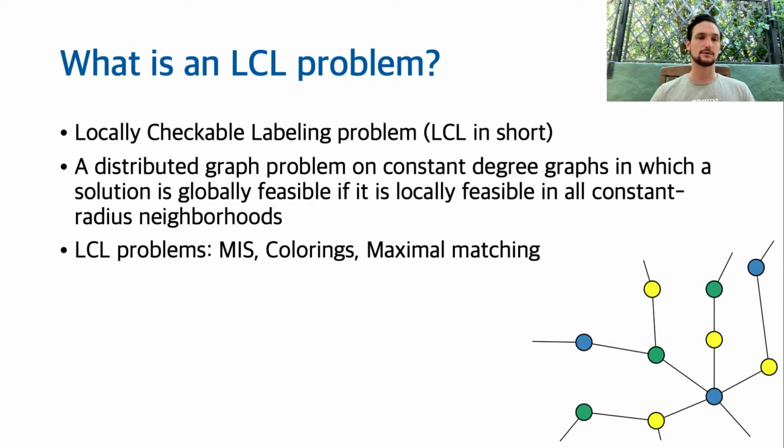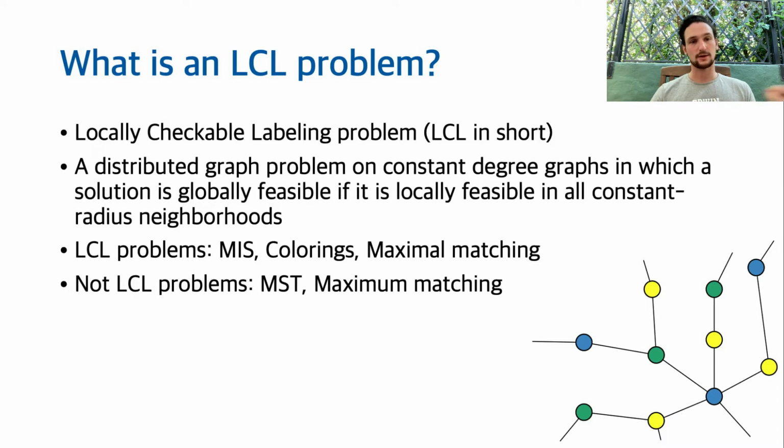So take coloring, for example. A node is colored with some color, then it checks its neighbors. If they are colored with a different color, then the solution is locally feasible for this node. And if the solution is locally feasible for all nodes, then it is globally feasible, so the coloring is proper. Problems that are not LCLs, for example, are MST and maximum matching. For a node to know if the solution is a maximum matching, it has to know the whole graph, which is not possible in its constant radius neighborhood.